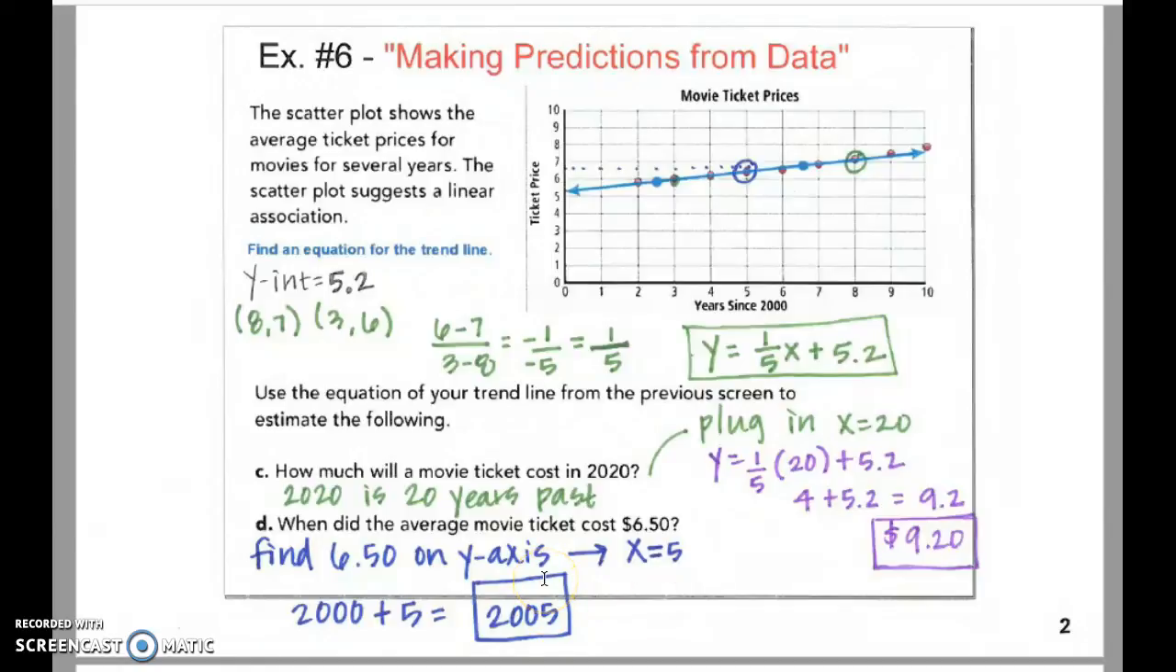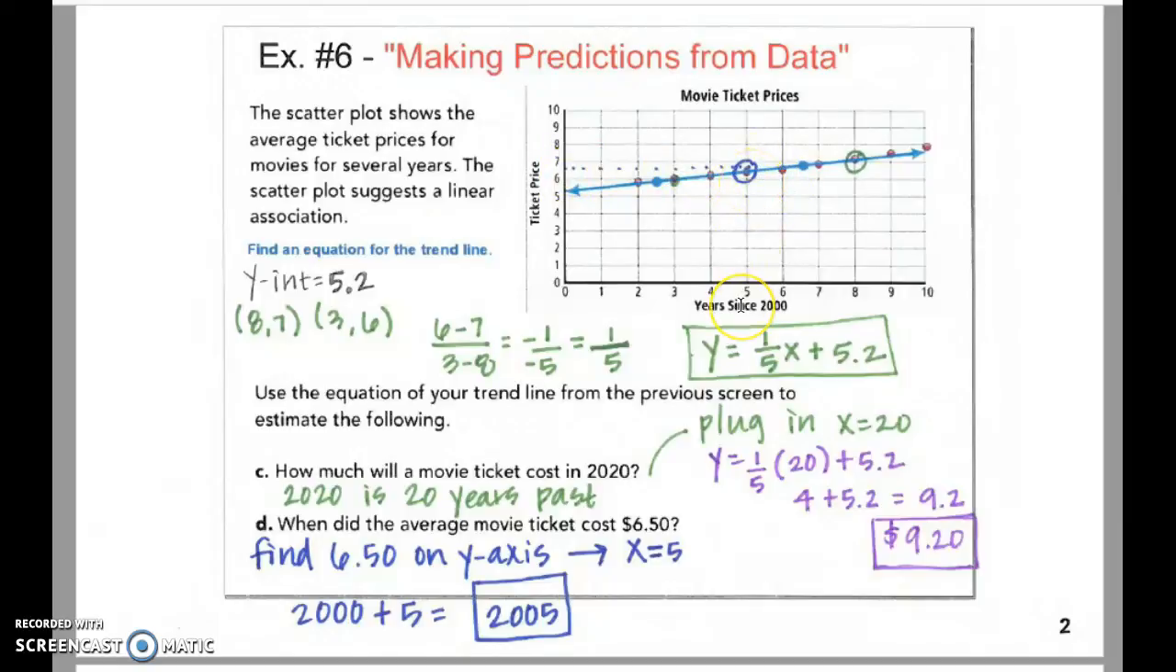Now, the follow-up question to that is, when did the average movie ticket cost $6.50? There's a couple of different ways you can do this, but obviously the easiest is to look at the ticket price here on the y-axis. Here's $6.50. I'm going to go across from $6.50. Boom, there's my line. I circled it.